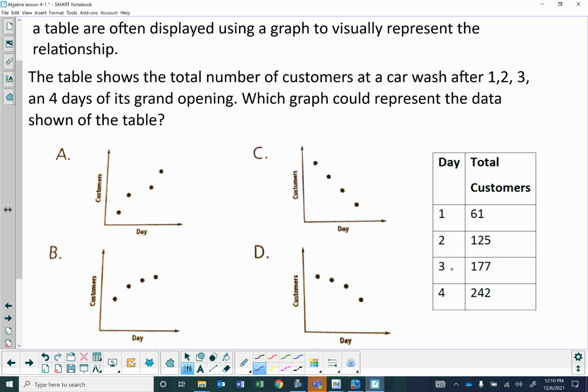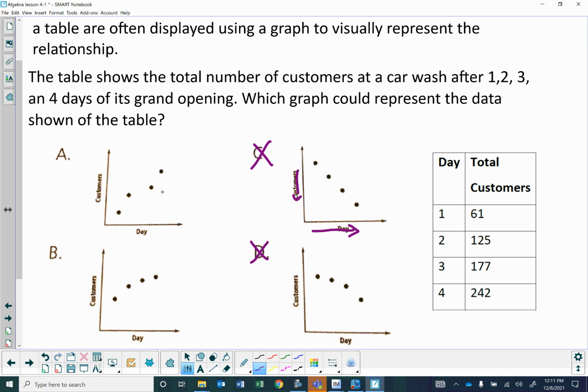Okay, so obviously, as the days increase, so do the number of customers. So as days go up, number of customers goes up. Okay, and if you look at this graph, we definitely know it's not C, because as you can see, as the days increase going this way, the customers is decreasing. So we know it's not C. Same thing with D. We know it's not D. So it's either A or B.